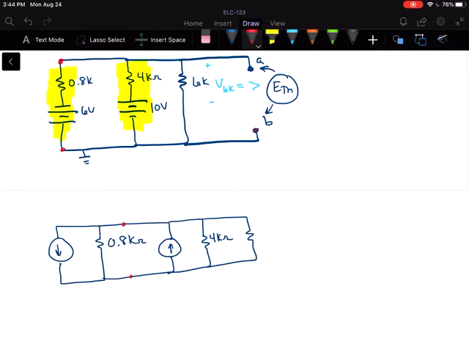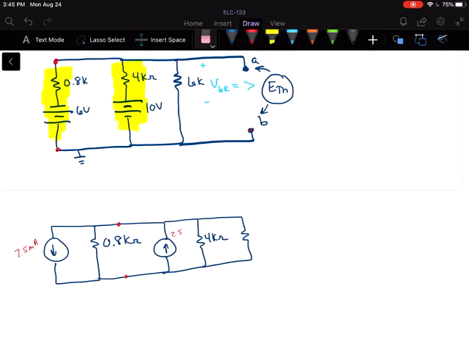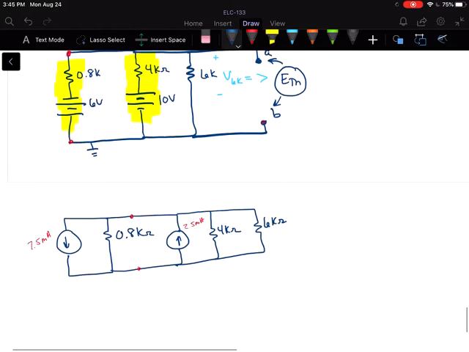Okay, so 6 divided by the 800. Okay, so I've got 7.5 milliamps there, and then the 10 divided by the 4K gives me 2.5 milliamps. Sorry about that, milliamps here, and that was 6K. So basically, if I can combine my current sources, combine my resistors, and find the voltage drop across that, that should be E Thevenin.